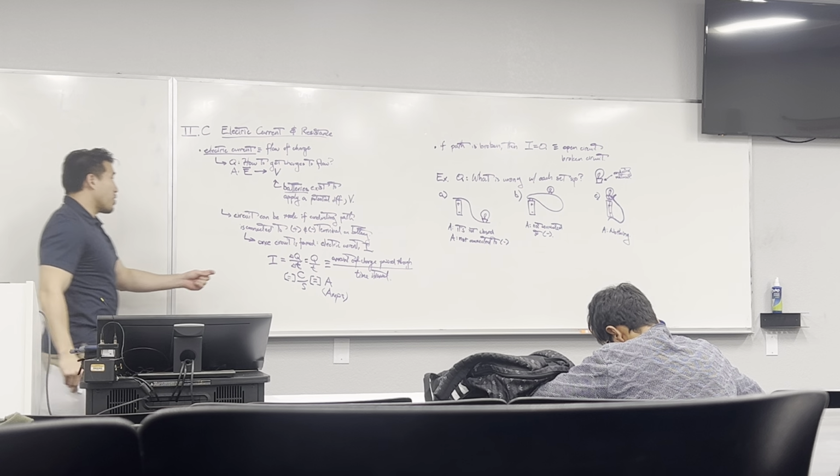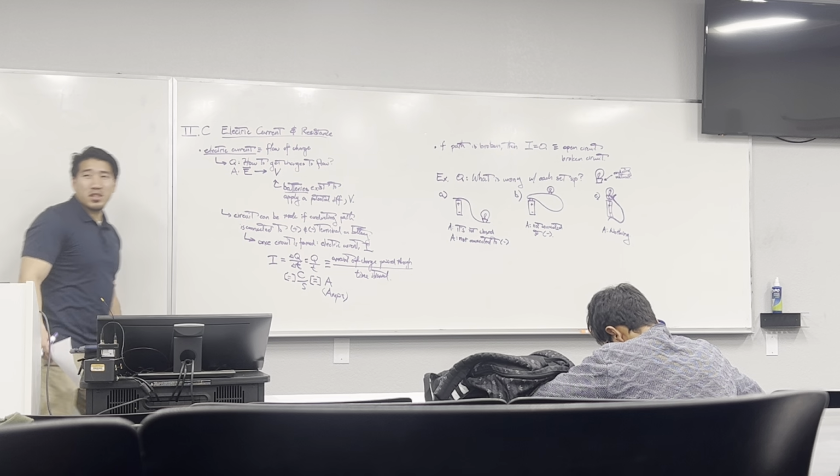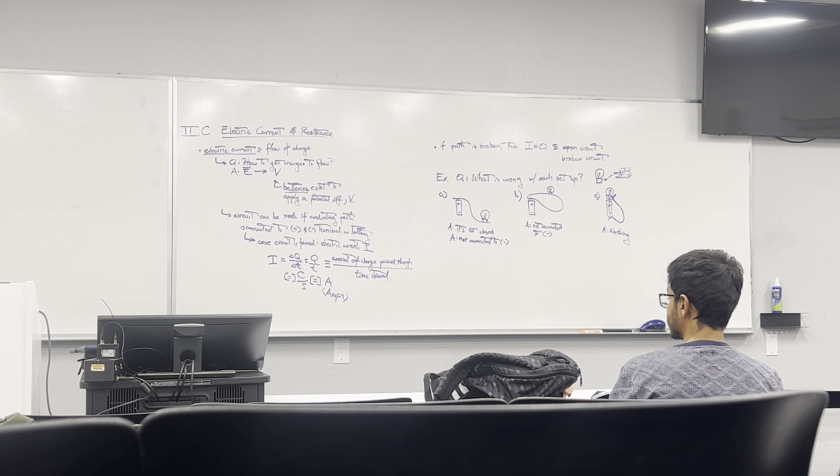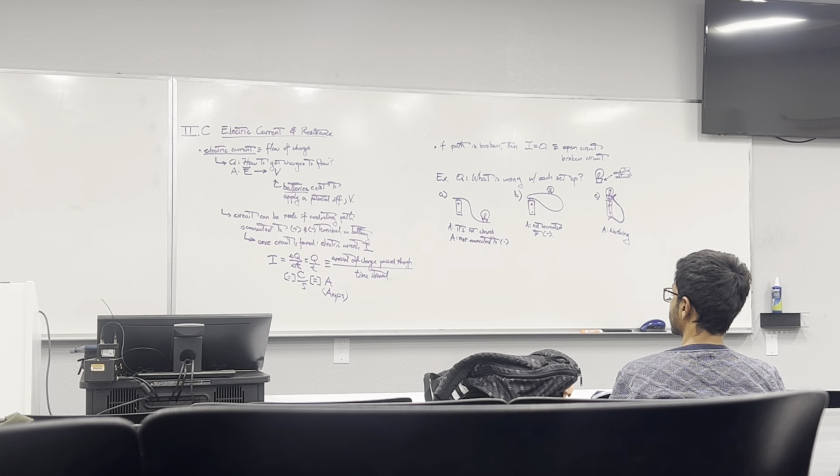So you're not always going to be connected to a battery. You might just be connected to some positive voltage source, and you still have a circuit. As long as you're connected to the ground, you still have a continuous path. The ground has a circuit symbol in the circuit diagram.